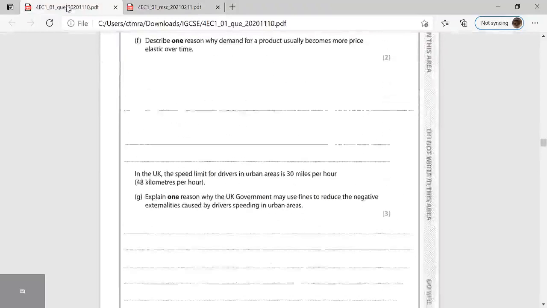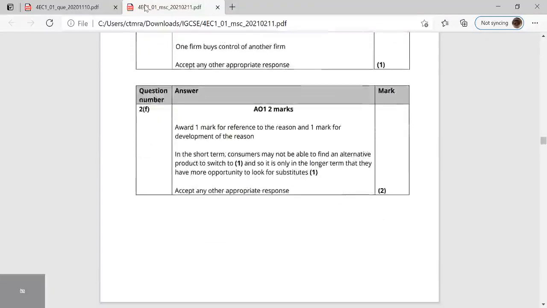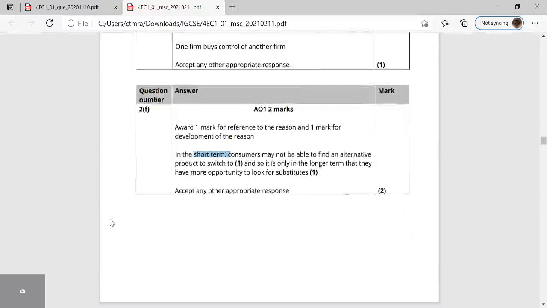Next is: describe one reason why demand for a product usually becomes more price elastic over time. So there are many factors in the book. You can use any one of them. Let's see which one they used. Okay, and they use time. Time is an important factor of price elasticity of demand. Let's see what they wrote.